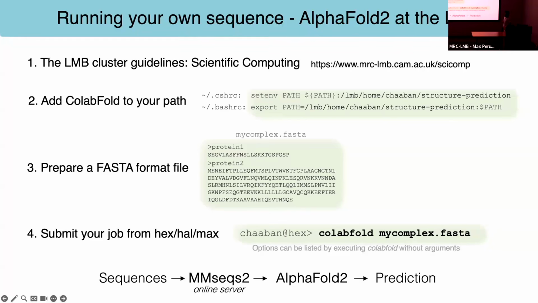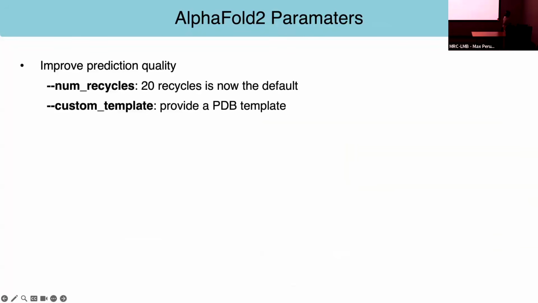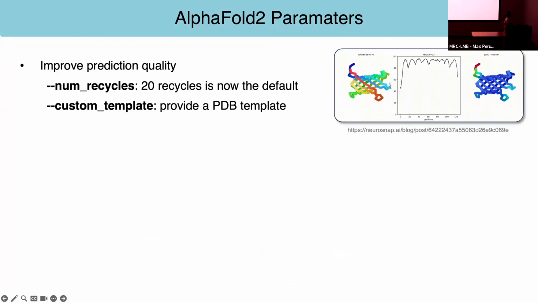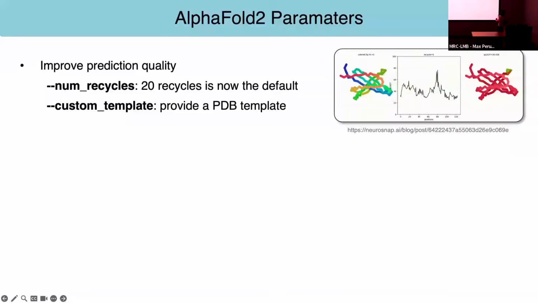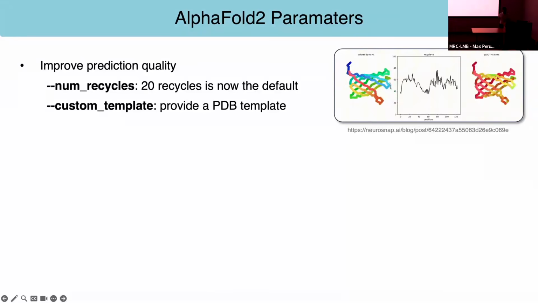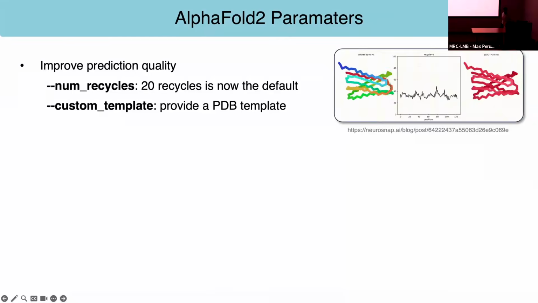But the parameters that you can play with here are, for example, the number of recycles. I mentioned earlier, recycling is really important, right? So the more recycles you have, the better, up to, let's say, 20 recycles. Here's an example where this protein didn't really plateau in quality until about 12 recycles. Right now, it's handled such that it will continue recycling until it hits some kind of tolerance, or it hits 20, whichever comes first. So you really don't have to worry about it anymore.